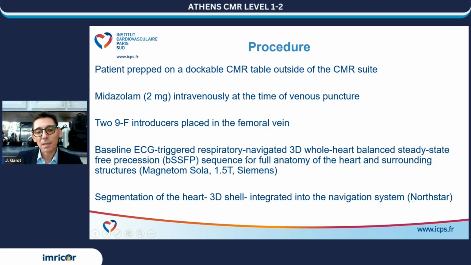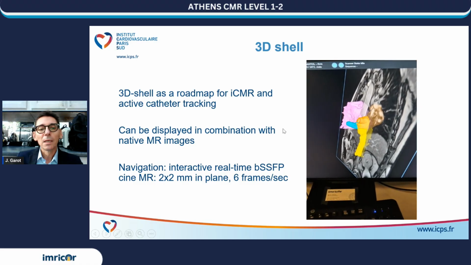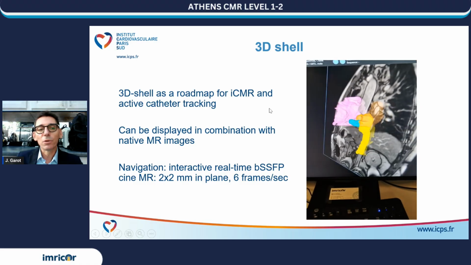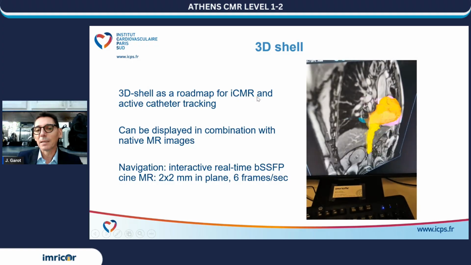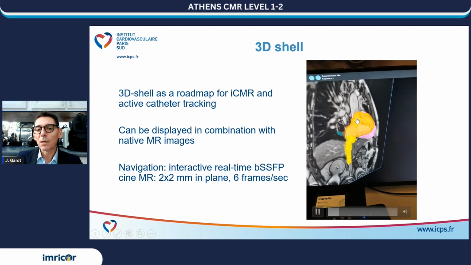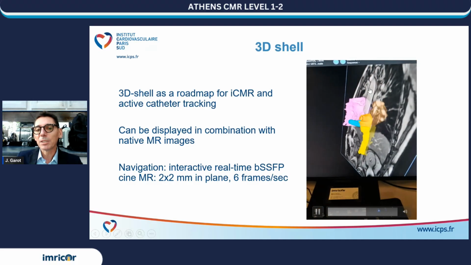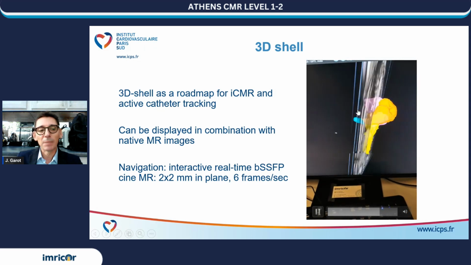Then these images are transferred into a navigation system in the control room called NorthStar, and it allows for a segmentation of the heart and the creation of a 3D shell. That's the 3D shell you can see here on the right side of the screen. This shell will serve as a roadmap for ICMR and active catheter tracking. It can be displayed alone as a 3D shell or in combination with the native real-time MR images that you see here on the same image.